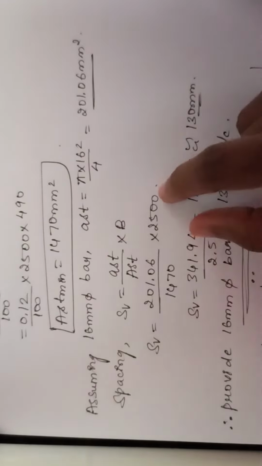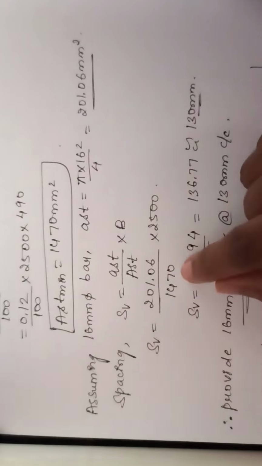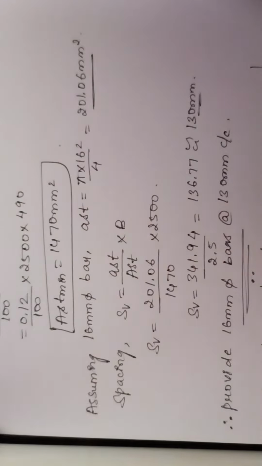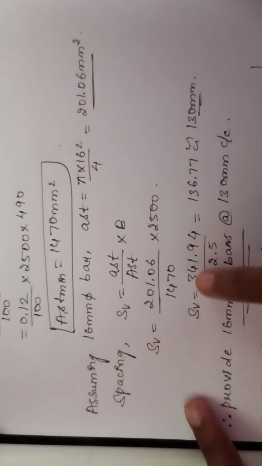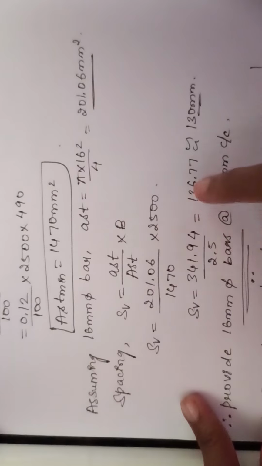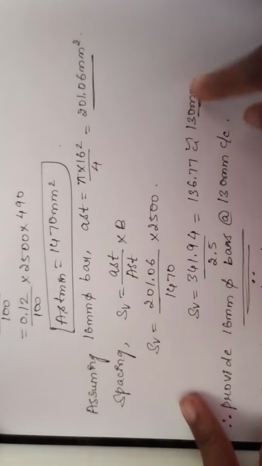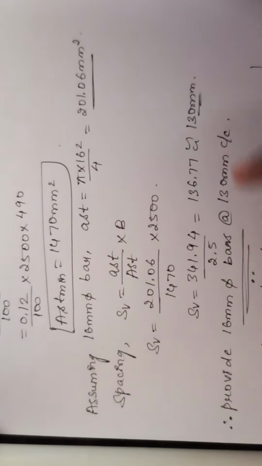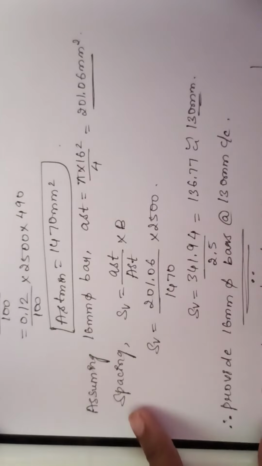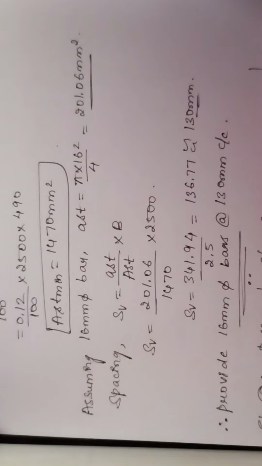That means for a 2.5 meter width of the footing, the spacing we have to provide is 341.94. If that is so, then what will be the spacing to be provided per meter length of the footing? For finding that, we have to divide our value by the length of the footing, that is 2.5. On dividing, I got a value of 136.77. Let us consider approximately equal to 130 mm. So whatever calculation you have done so far, you just mention it in a single sentence as: therefore provide 16 mm dia bars at 130 mm center to center.